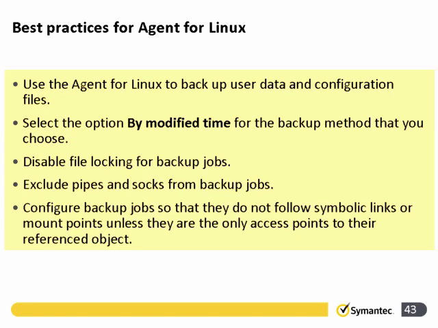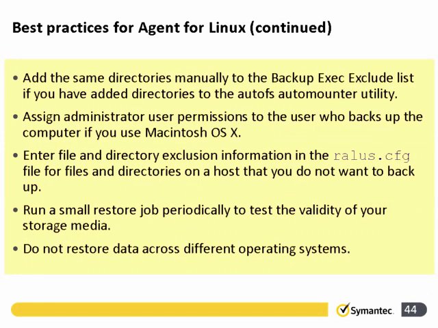You need to exclude pipes and socks from the backup jobs. These are networking protocols. And I need to make sure that the backup jobs do not follow symbolic links and mount points unless they're the only access to that data. Otherwise, you'll wind up backing up the data twice. So if the symbolic link or the mount point is the only way to get to that data, then you would need to check the box to follow mount points. You can edit rawlist.cfg to exclude things that you need to.